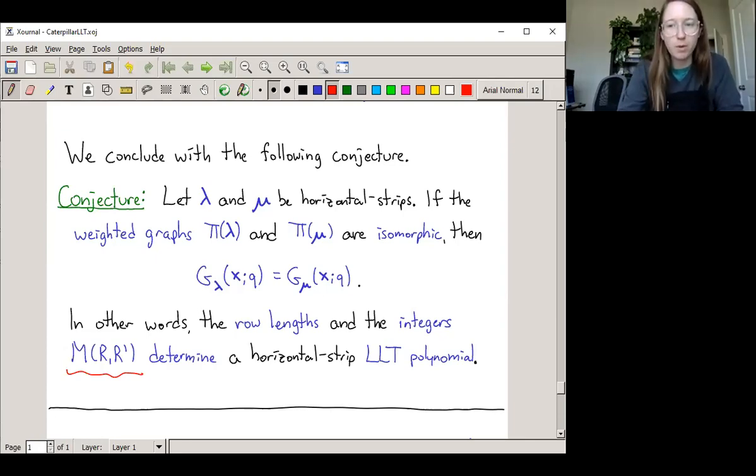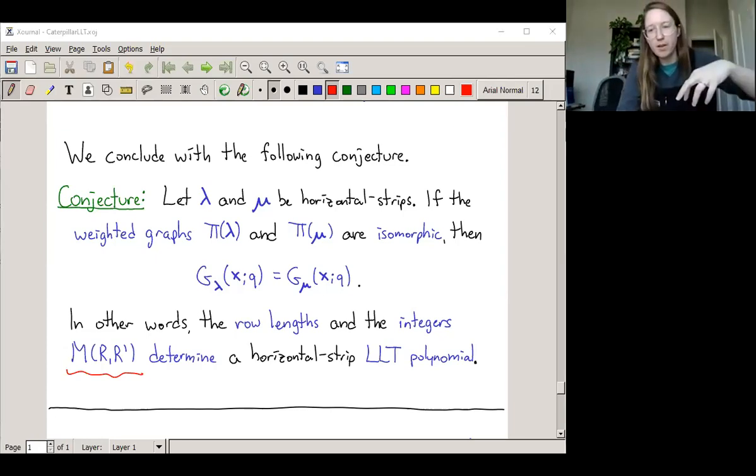So I have maybe one small question as an outsider, which is, I know that there's some stuff known about vertical strip LLT polynomials. So if your conjecture was true, could you combine it with known stuff to say something stronger?